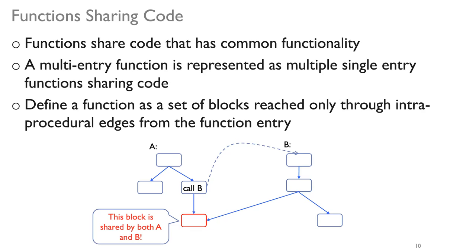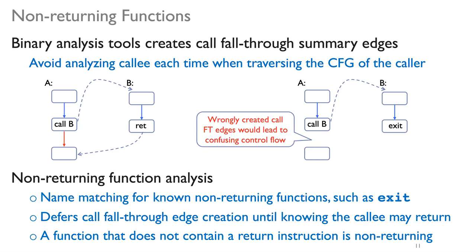Functions sharing code is a fundamental challenge for parallel CFG construction because threads analyzing different functions must synchronize when analyzing shared code. While functions sharing code is rare in source code, it is not uncommon in binary code. We have seen sharing as high as 70% in a system library on Linux. The second one is non-returning functions.